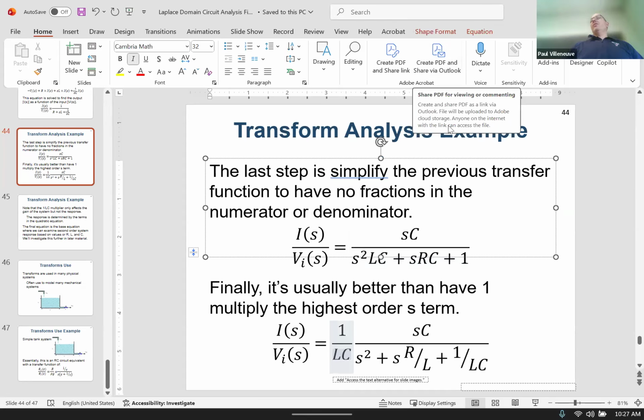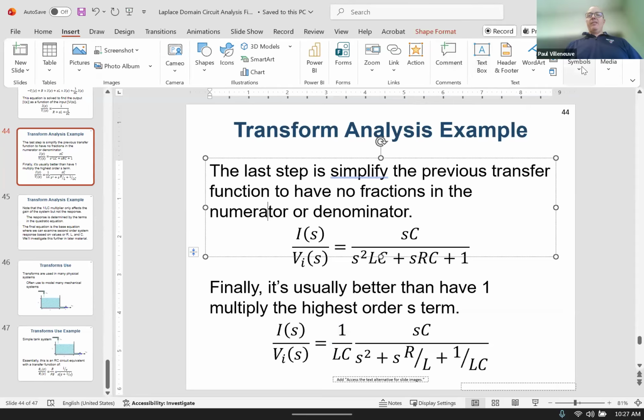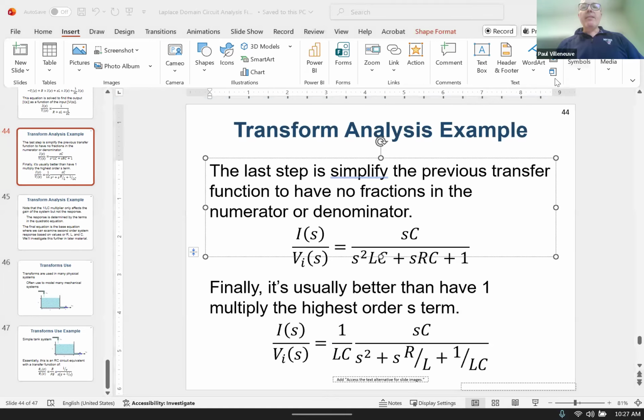Didn't you know there's an equation editor in PowerPoint? In all the Office products, there's an equation editor. Really? Yeah, so I'll just show you really quickly. If you insert an object, where is it?